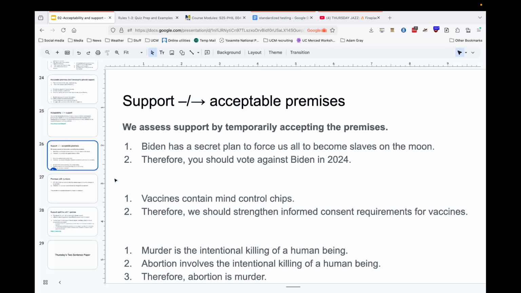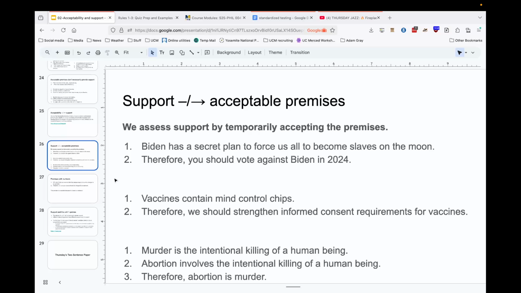The third one is not outlandish, more subtle. In this one, the support is clear, maybe not immediately obvious, but if you think about it for a second. So first premise, we define murder as the intentional killing of a human being. Second premise, abortion involves the intentional killing of a human being. Conclusion, therefore, abortion is murder.